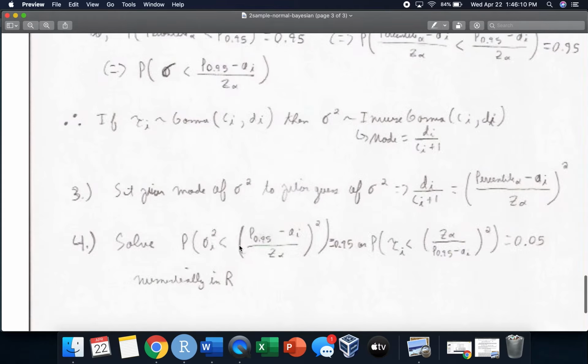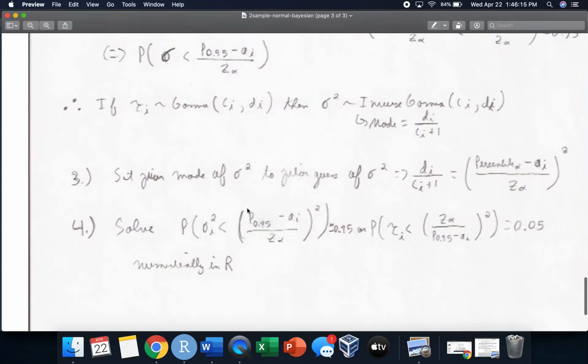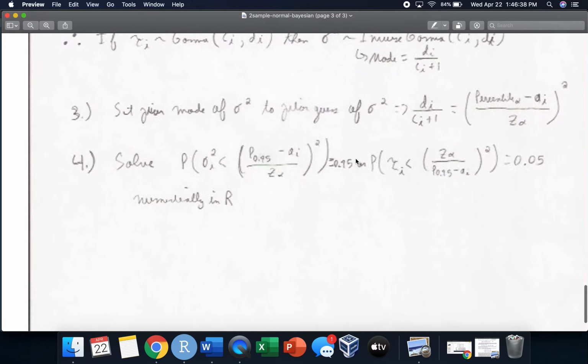And we use exactly what we had before here. So probably that sigma is less than that item, but now we square both sides, set that equal to 0.95. And then we can also change this to tau over here, but we just have to flip this side. Okay. So now we have this system of equations to solve for both C and D numerically in R.